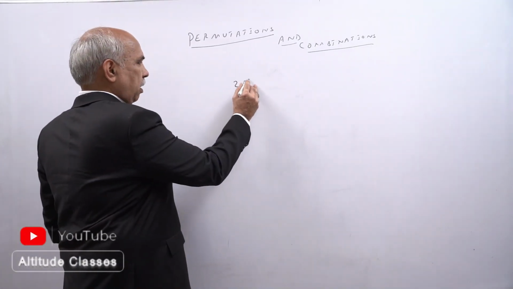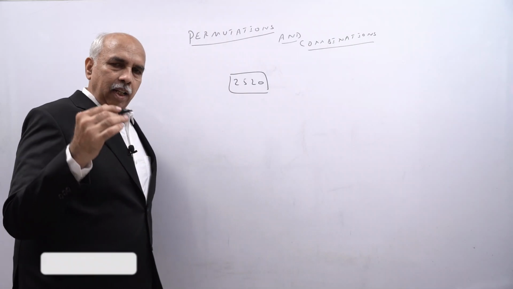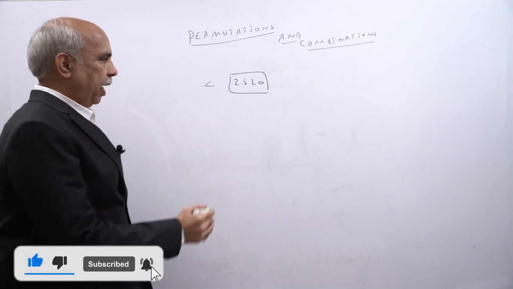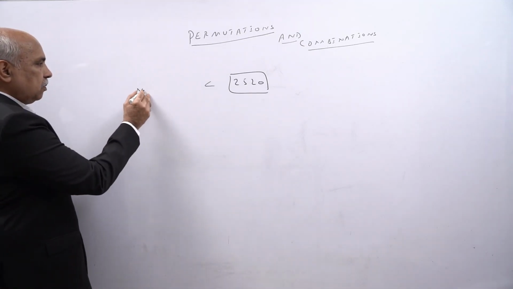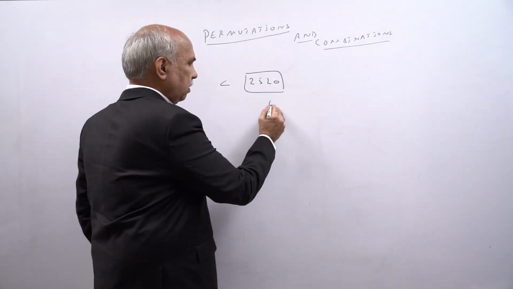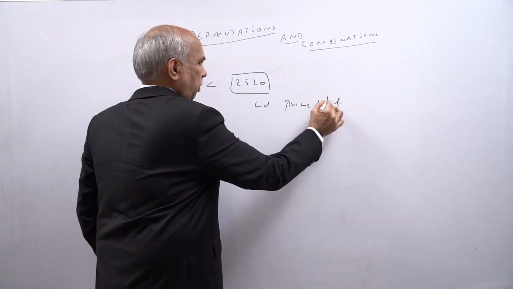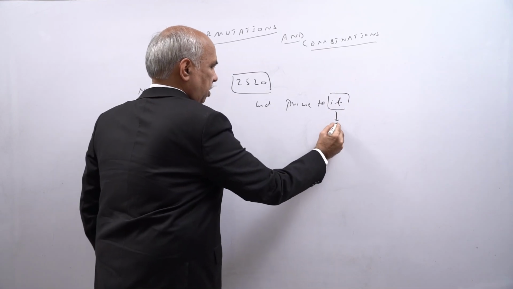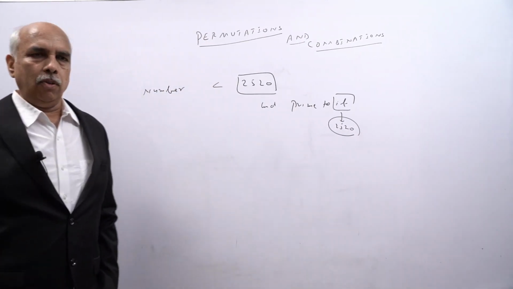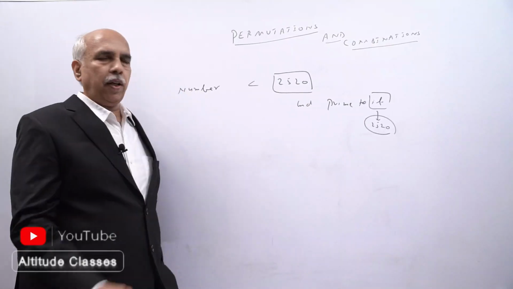Now we take the number 2520. The question is, find how many numbers are there which are less than 2520 and prime to it. Prime to it means I want numbers which are less than 2520 and there should be no common factor between that number and 2520.